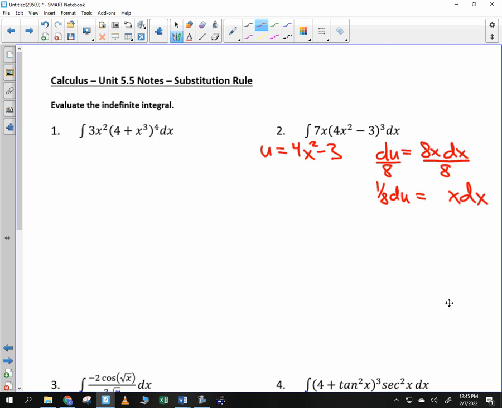Because I have an 8 here, but what I want is a 7. Because the derivative of 4x squared is 8x. What can I now do to create a 7 there? Multiply by 7. So I get 7/8 du is equal to 7x dx.